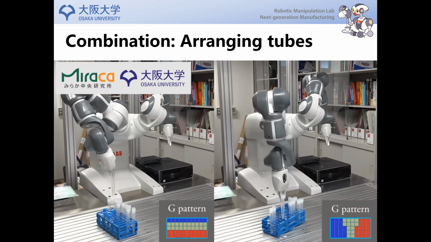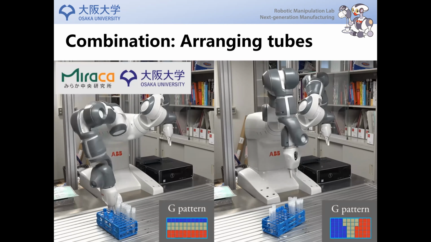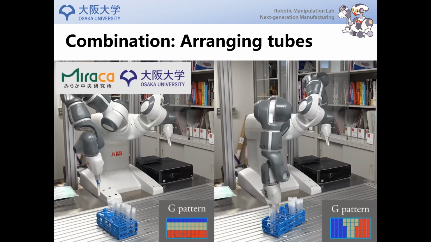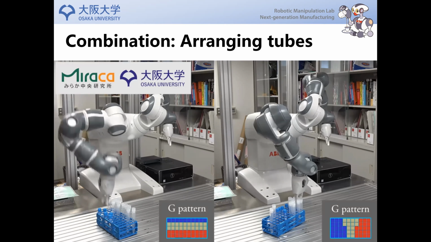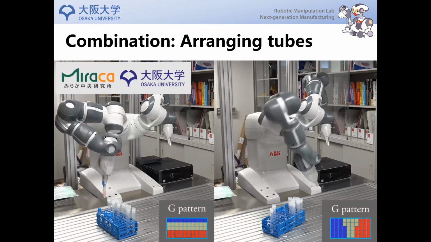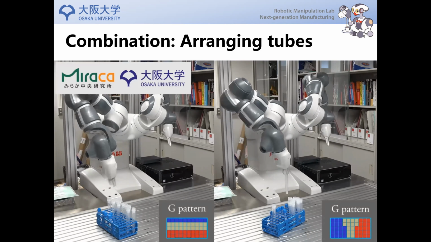And then we just input the goal pattern to the system, and the system will do task level planning for the arranging sequence, and then do grasp level and motion level planning to generate the pick and place motion.